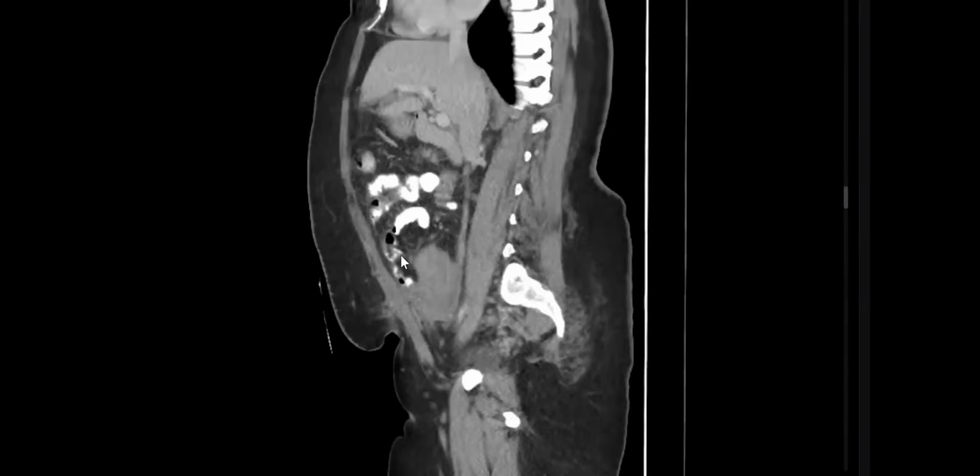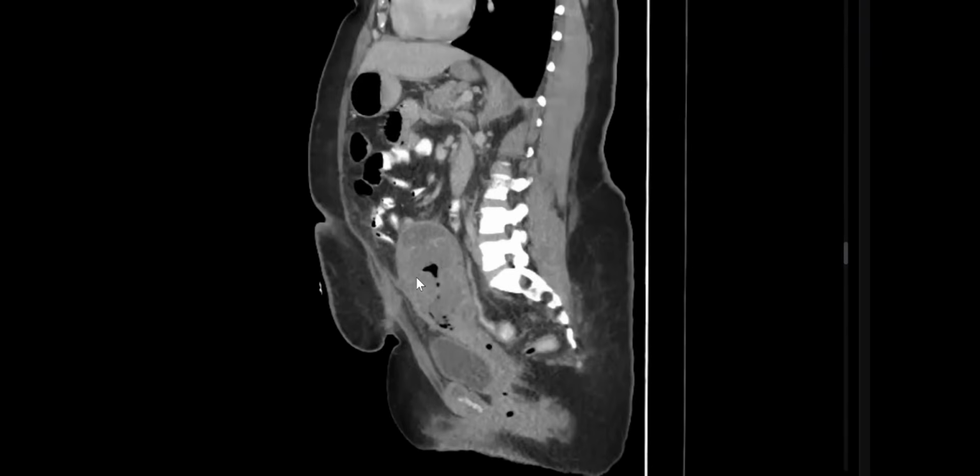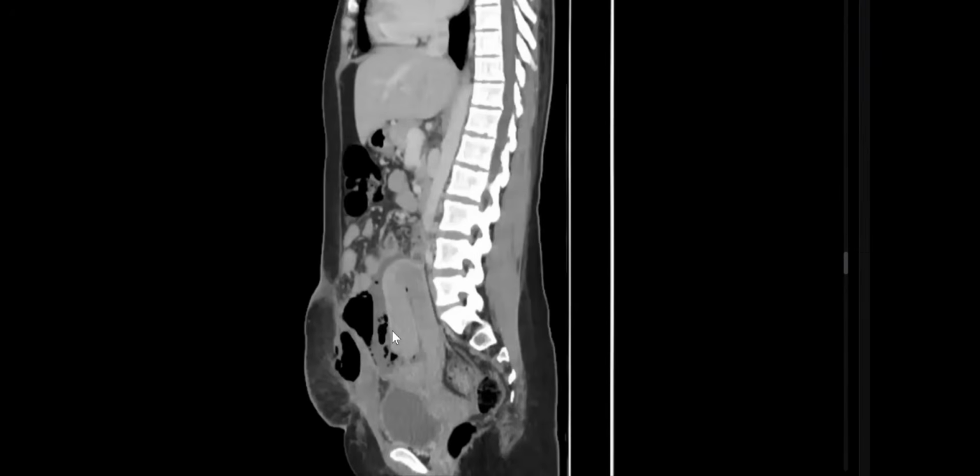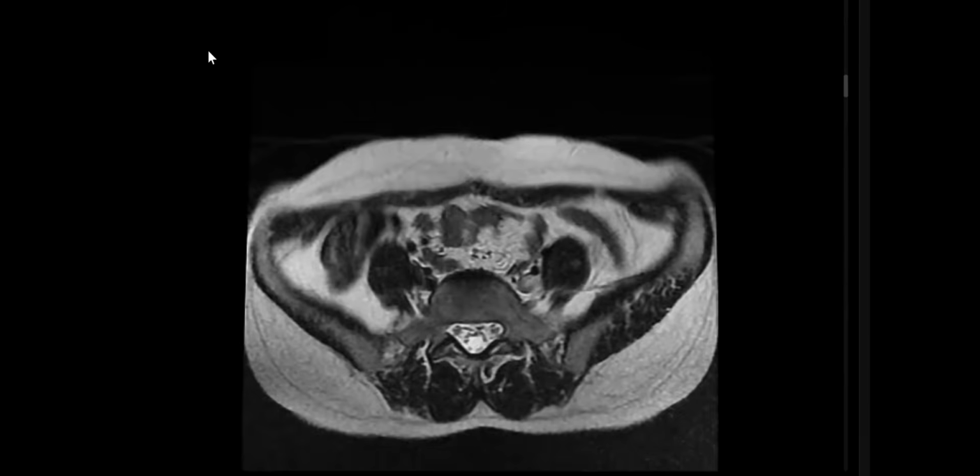So the first case, just endometritis. The second case, endometritis and abscess and dehiscence. Very good, very good. Okay, one last case for you also.